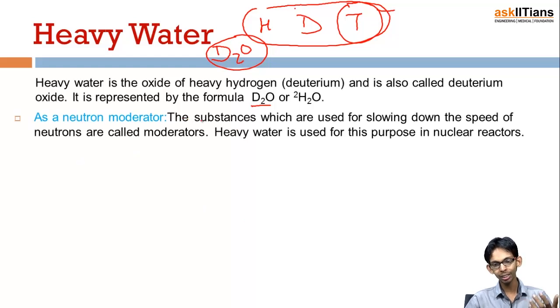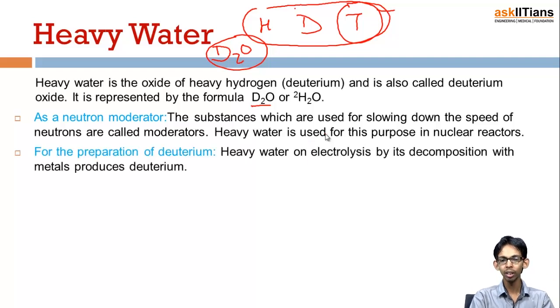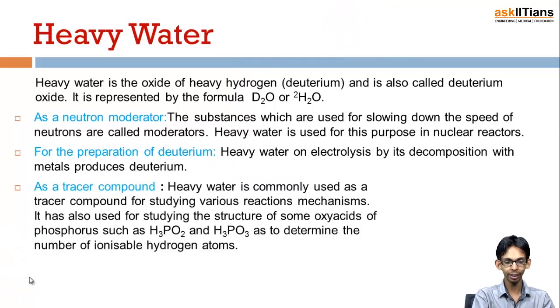The substances which are used for slowing down the speed of neutrons are called neutron moderators, and heavy water is used for this purpose in nuclear reactors. Next, it is used for preparation of deuterium. Actually, heavy water on electrolysis produces deuterium. We are very well aware of the fact that if water is electrolyzed, we will get hydrogen. So if heavy water is electrolyzed, we get deuterium. It's so simple.